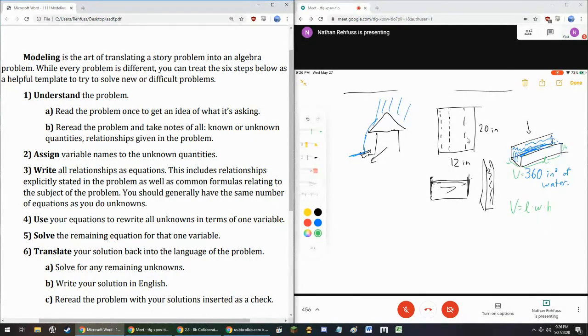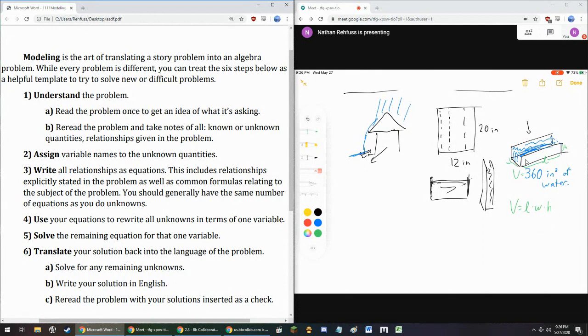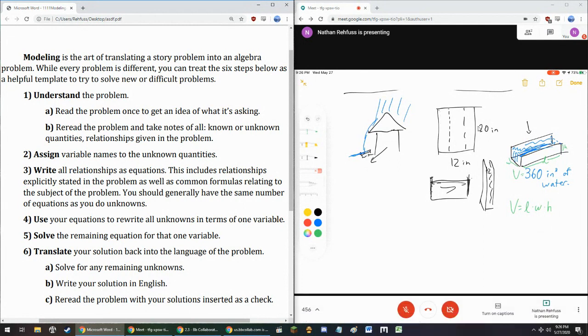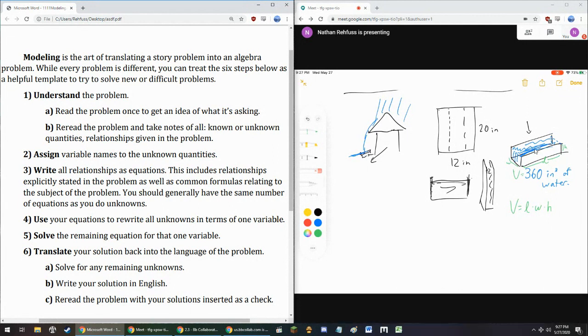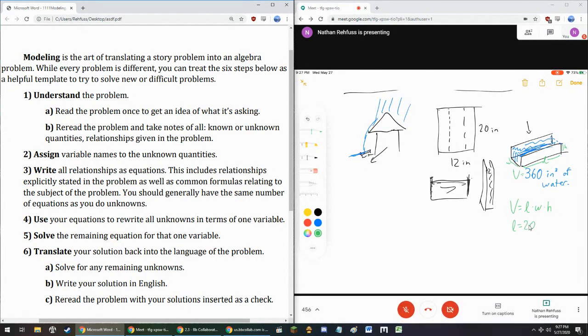Good news is, if you look at this thing unfolded and then folded, let me go ahead and get rid of this extra dotted line here. Look at this unfolded and folded. I know that the length is 20 inches. That's where this edge goes when we fold it up. So I can say our volume is length, width, height. I know that the length is 20 inches. So now I've got two relationships with my four unknowns here. Oh wait, the volume is 360.